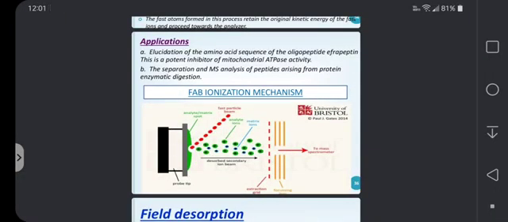Applications of mass spectrometry. Elucidation of the amino acid sequence of an oligopeptide, and this is a protein inhibitor of mitochondrial ATPase activity. The separation and MS analysis of peptides arising from protein enzymatic digestion.